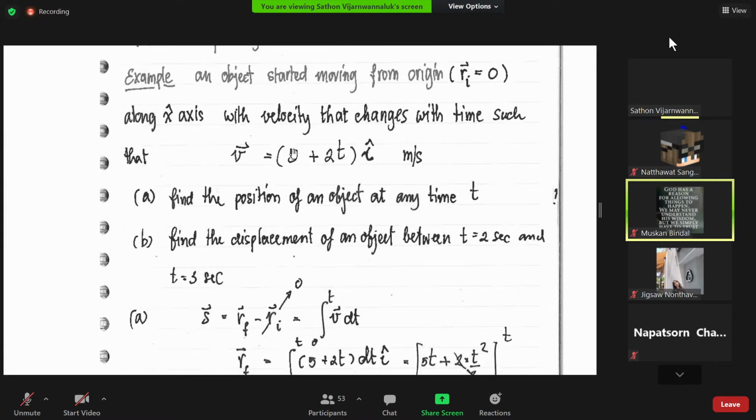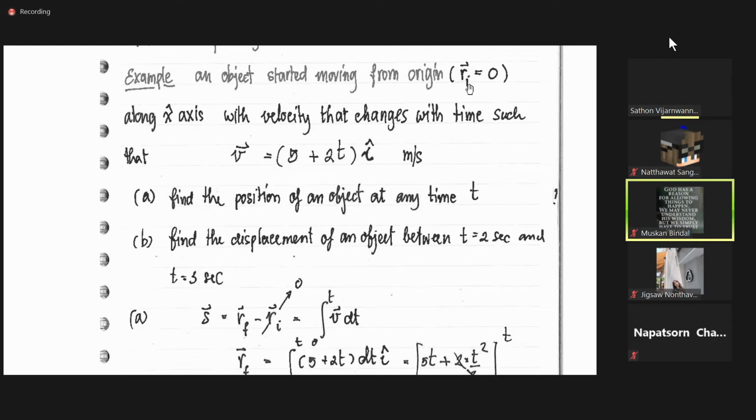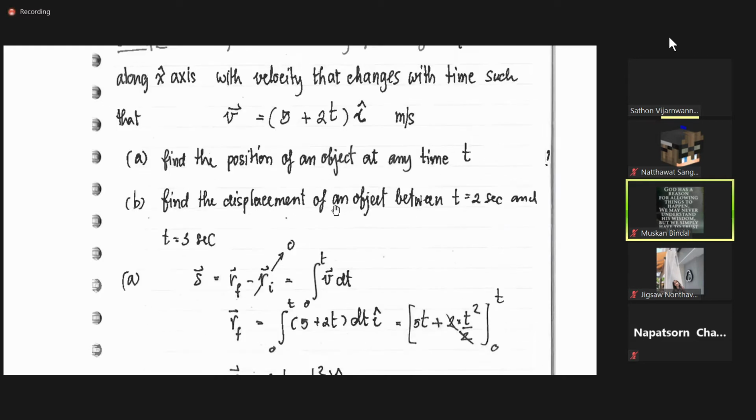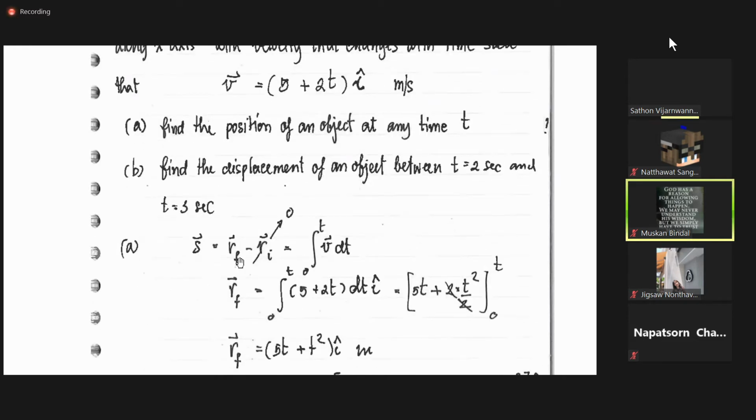The question states that an object starts moving from origin, so the initial position vector is 0. So we get displacement equal to Rf minus Ri, equal to the integration of v dt. Ri is 0 according to the statement given by the question. So Rf, the position of the object at any time, is the integration of v dt or the integration of 5 plus 2t dt in the direction of i.